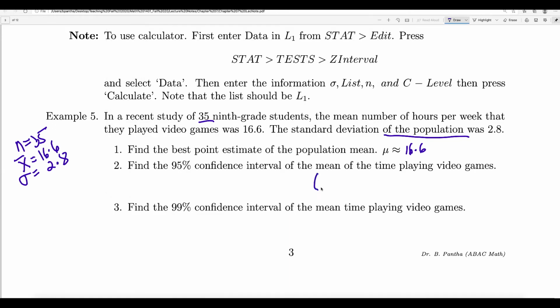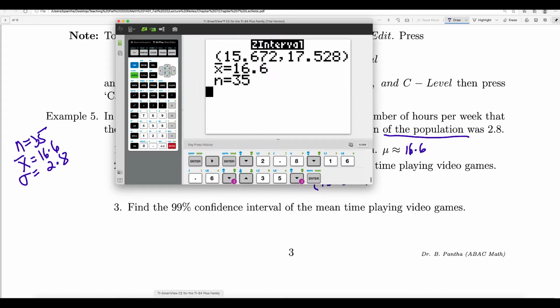Okay, so the interval is 15.672, and the upper limit of the interval is 17.528.